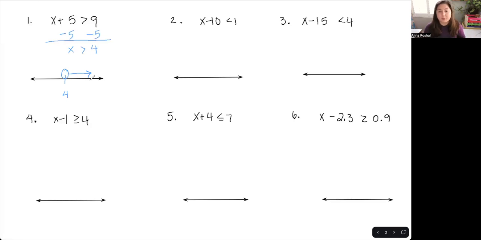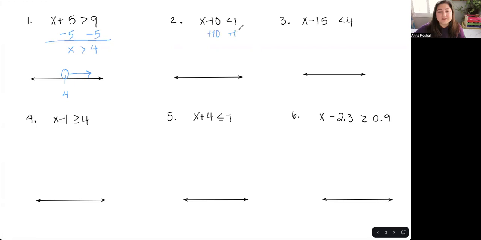As you move through these problems, I would definitely love it if you would pause the video, try one, unpause it, or pause it, try a few, unpause it, so that you can really get to know how to solve these problems and how to graph them a little bit better, so that you're practicing as much as you possibly can on your own.